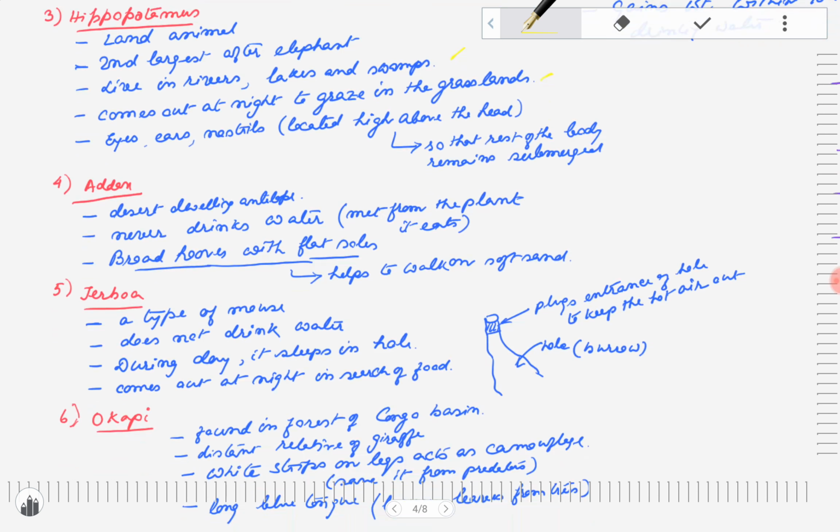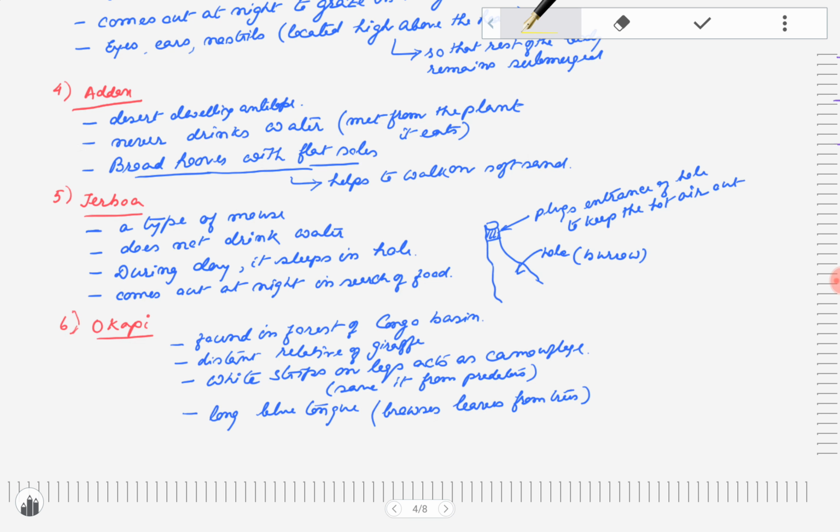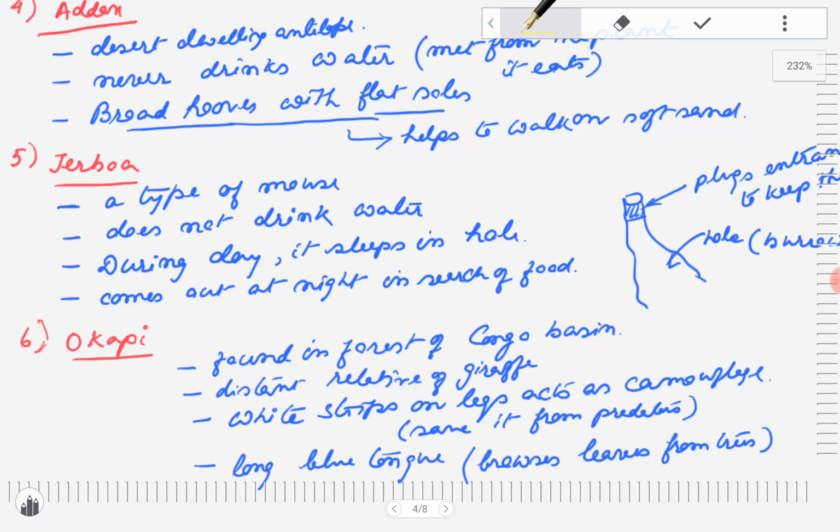Now this addax is a desert-dwelling antelope. It never drinks water, but it meets its water requirement from the plants it eats. It has broad hoofs with flat soles, and this helps it to walk on soft sand. Now, zeroba is a type of mouse and it does not drink water. During the day, it sleeps in a hole. It comes out at night in search of food.